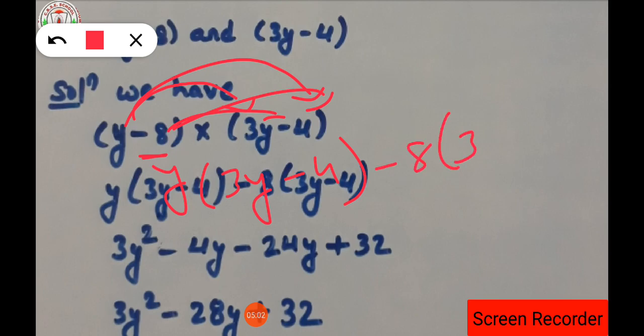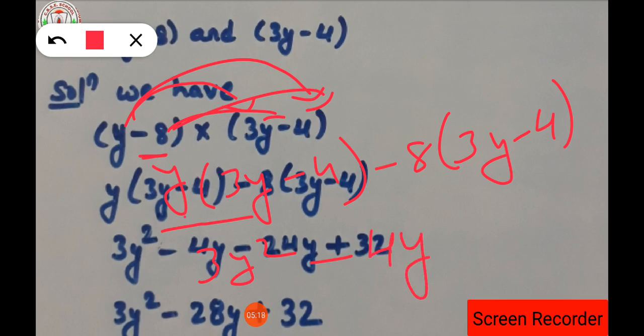In between, that minus 8 will multiply with minus y minus 4. Clear? Now y will multiply with 3y, it will become 3y square. Minus y will multiply with 4, it will become minus 4y. Then minus, and here it is plus, so it will become minus. 8 into 3 is how much? 24y. Then minus and minus, it will be plus.